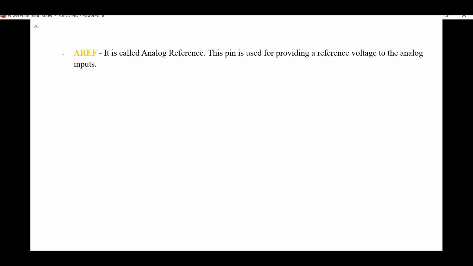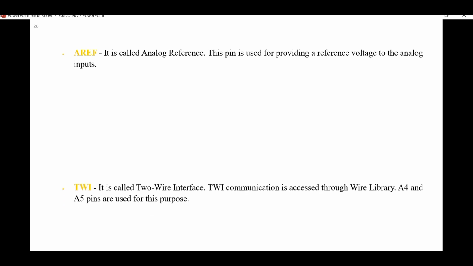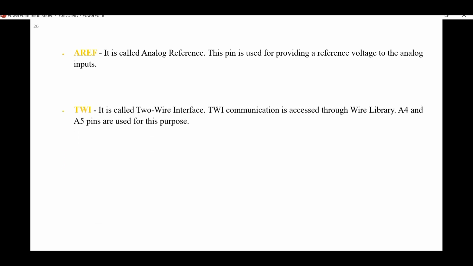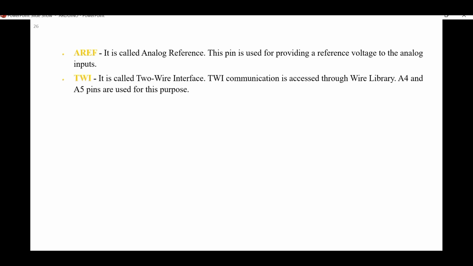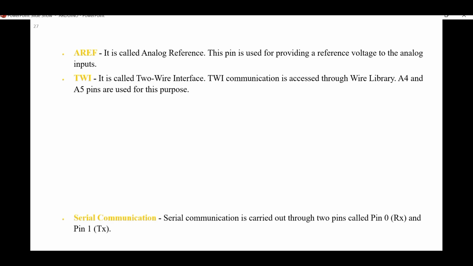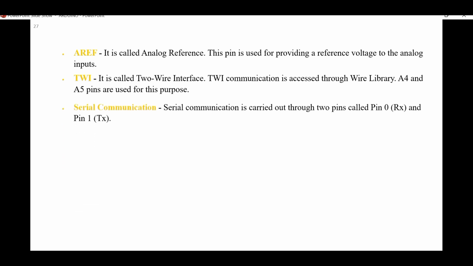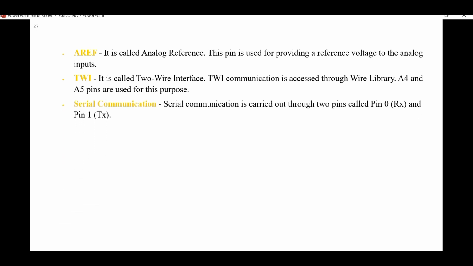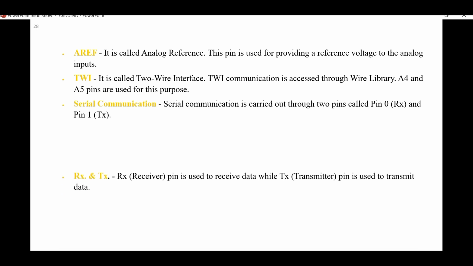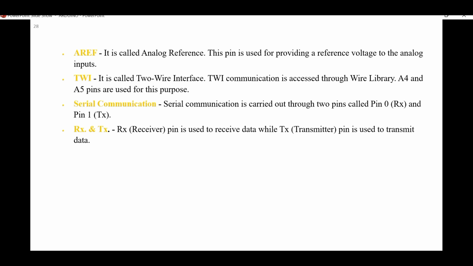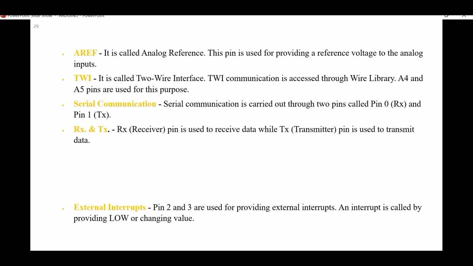Provided to the analog input pins, that means analog reference. And next, two-wire interface. Two-wire interface means we have the A4 and A5 pins. And next, serial communication. In serial communication, we have two pins, the receiver pin and the transmitter pin. Receiver means 0, transmitter means 1. Receiver means to receive the data and transmitter means to transmit the data from the board.